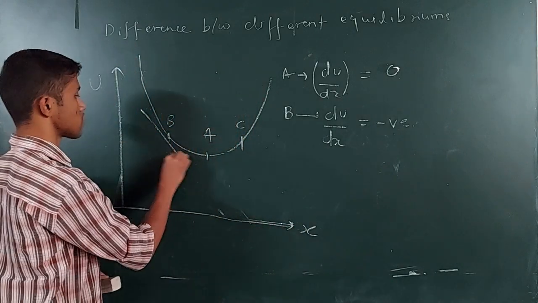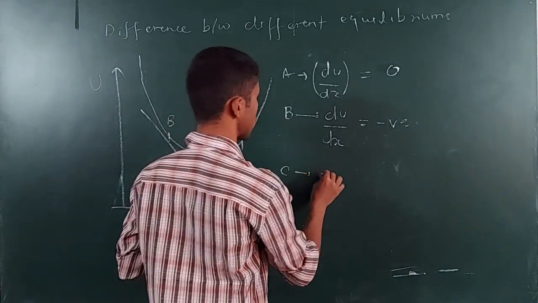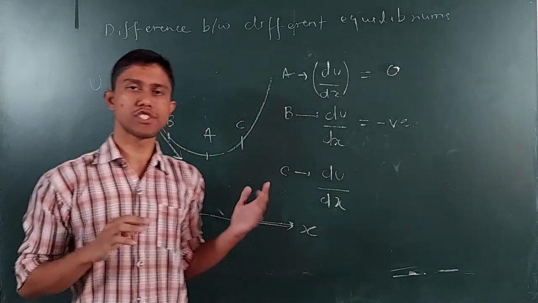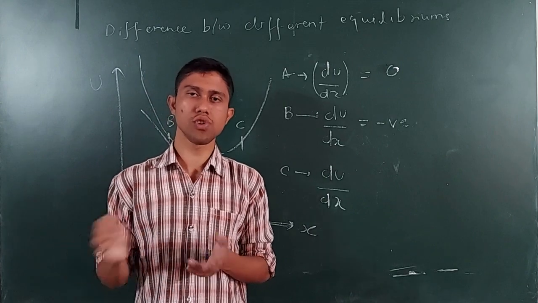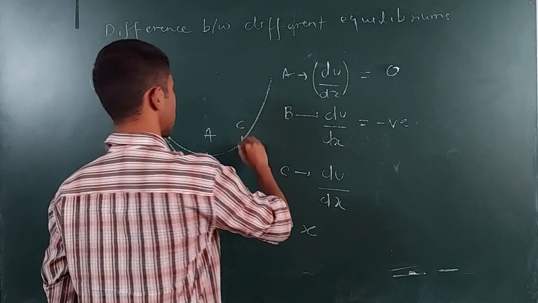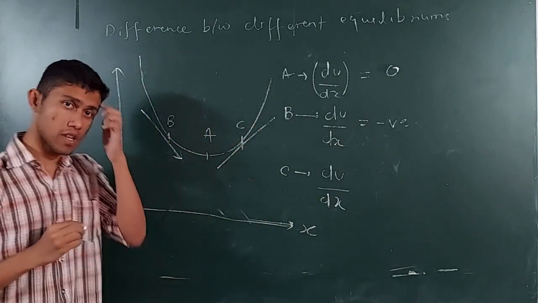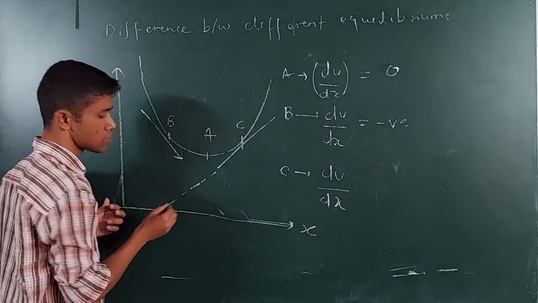Now I go to point C. For point C, I want to find out du by dx. So what is du by dx? It is slope. So if I want to find out du by dx, I will find slope. So how to find slope? Draw a tangent. This is the tangent.